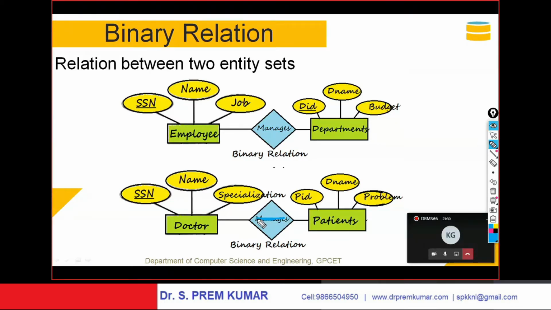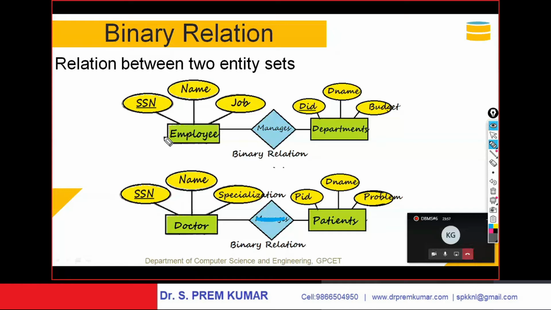Employees are working for departments. Now you observe the diagram. Employees are managing or working for departments. This is what you are showing. This is nothing but an ER diagram, a rough ER diagram, you need to draw here.